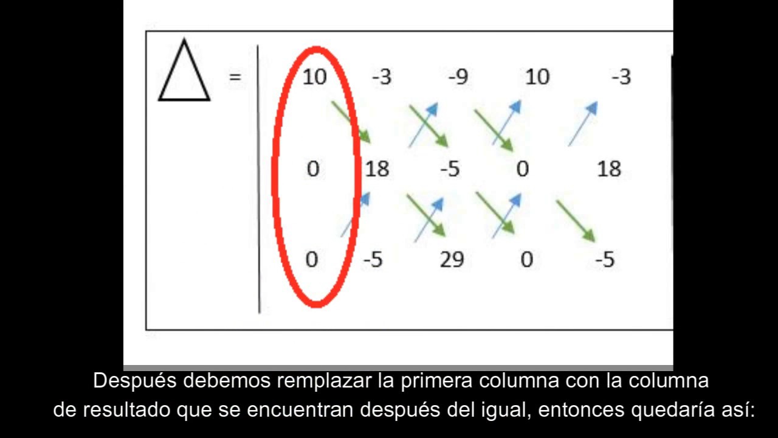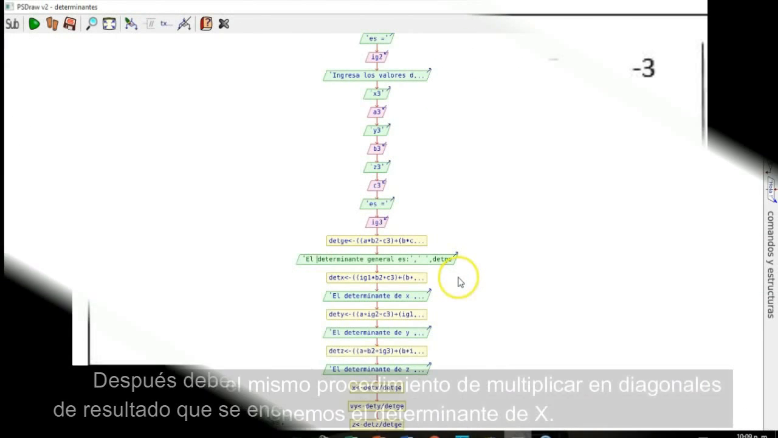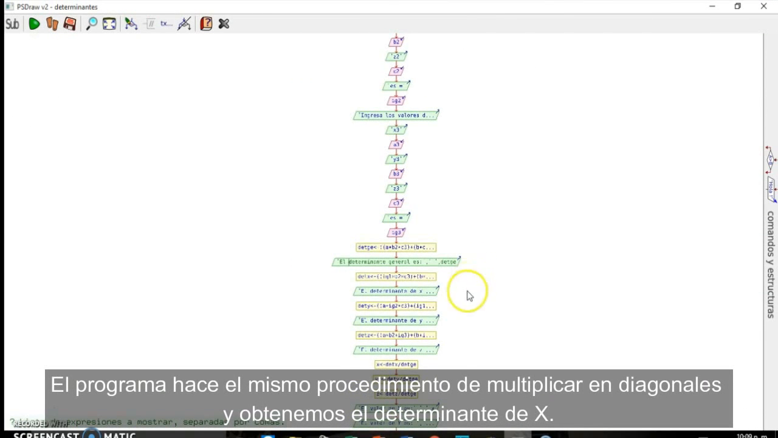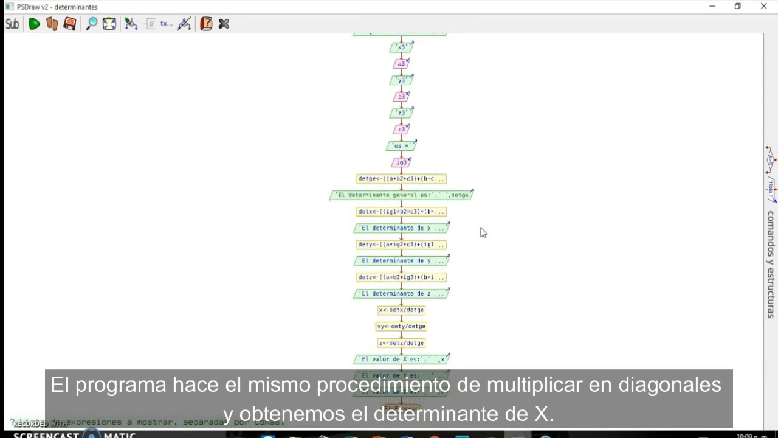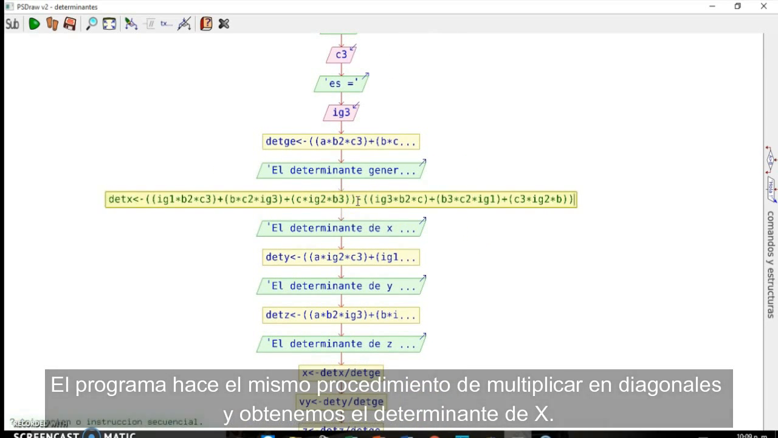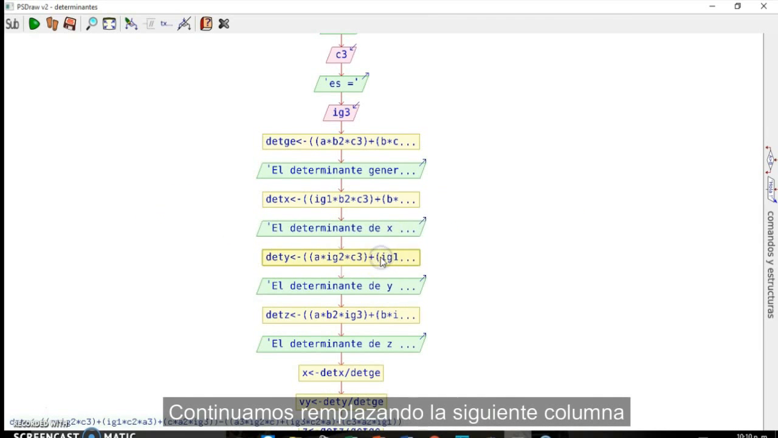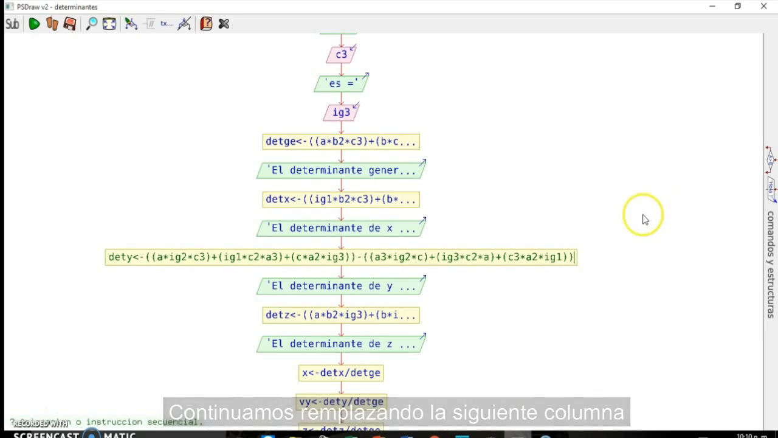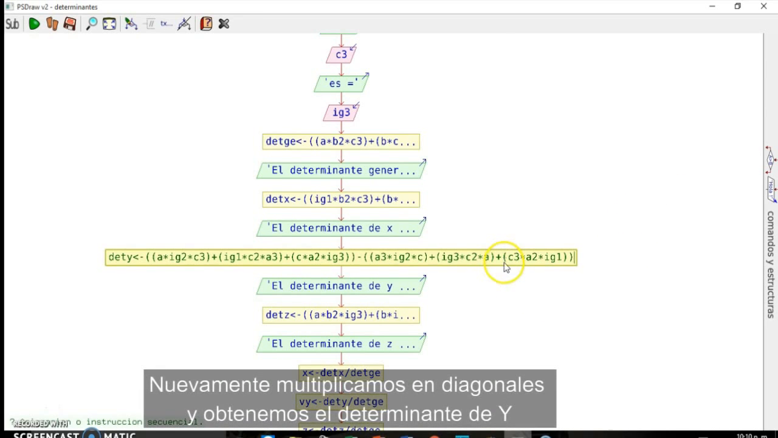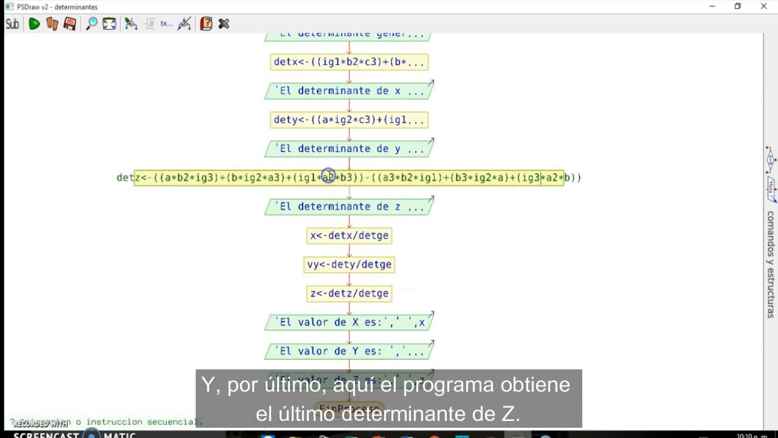Then we must replace the first column with the column that is after the equal sign. Then the program does the same diagonal multiplication procedure and obtains the determinant of x. We continue by replacing the next column. Again, we multiply in diagonal and obtain the determinant of y. And finally, here the program gets the last determinant, of c.